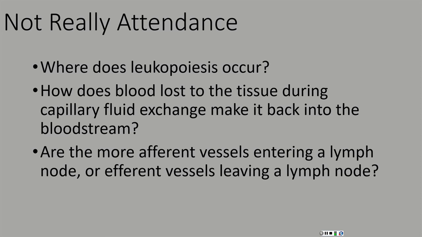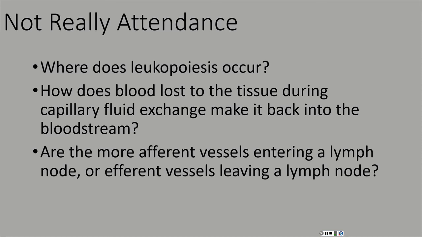And let's see, where does leukopoiesis occur? Before we can talk about that, let's talk about what leukopoiesis is. Remember, leukopoiesis is formation of leukocytes, white blood cells, and that is a part of hematopoiesis, formation of blood. Now, all parts of hematopoiesis, including leukopoiesis, occur in the red bone marrow. So that's the answer to this.